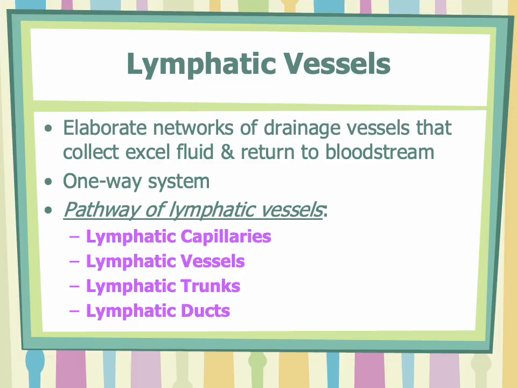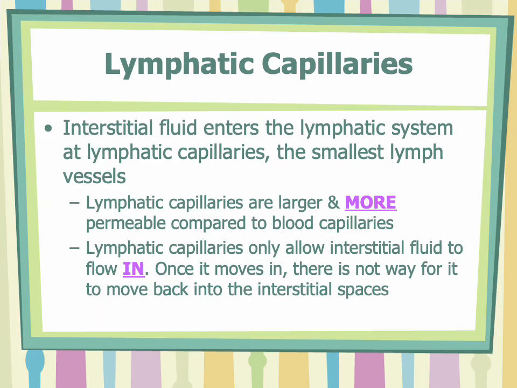Lymphatic vessels. Now we need to talk again about their extensive network of drainage vessels that collect the excess fluid and return it to the bloodstream. Again, this is a one-way system, and we're going to talk from smaller to larger. So we start with capillaries, then vessels, then trunks, and then ducts. Okay? So the interstitial fluid enters the lymphatic system through the lymphatic capillaries. Okay, this is the smallest version of the lymph vessels.